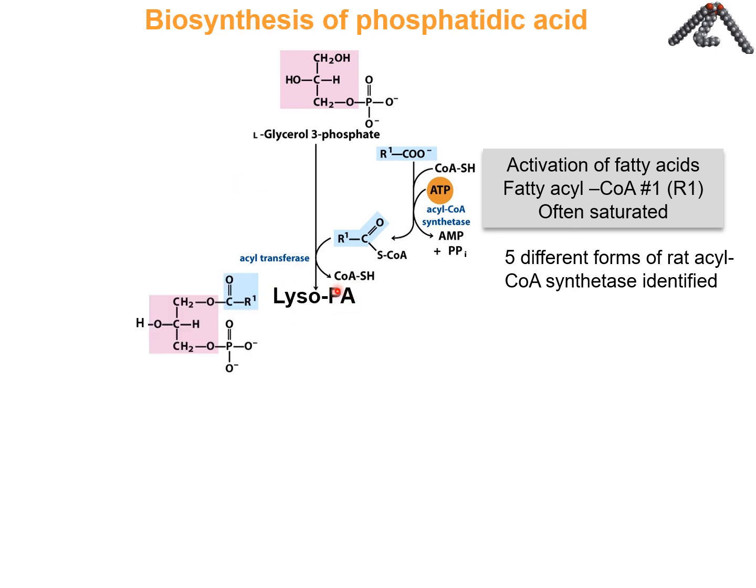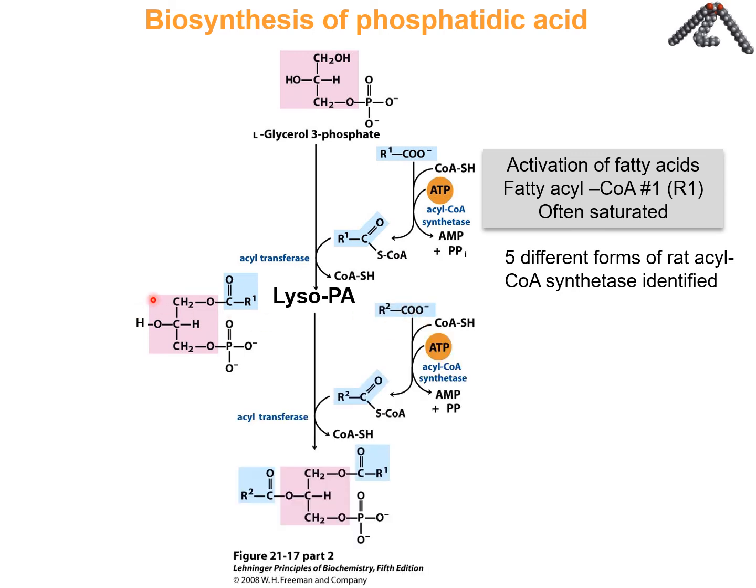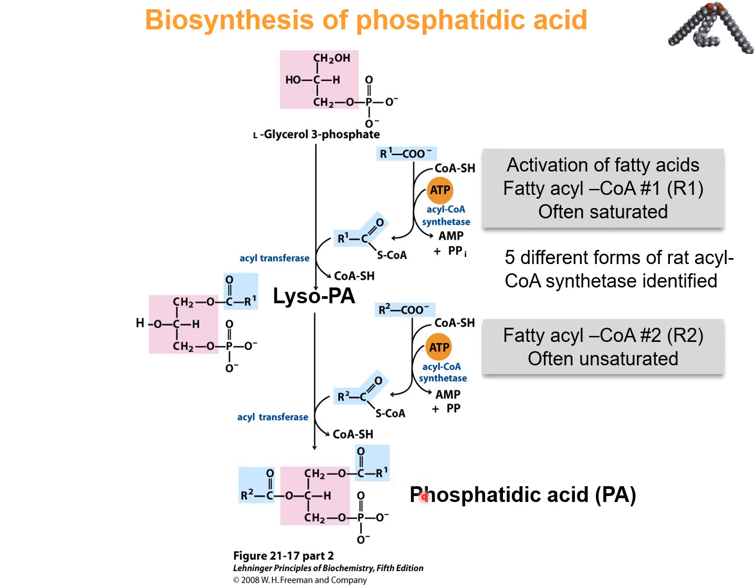This will generate a lysophosphatidic acid. Lyso is a common terminology to indicate that there is only one fatty acid present in the molecule. This lysophosphatidic acid will now receive a second fatty acid, activated in the same way. Often this is an unsaturated fatty acid, and again there are different forms of acyl-CoA synthetases and acyl transferases using this as a substrate. So now we have a molecule with 2 fatty acids and 1 phosphate on carbon 3, and this is called a phosphatidic acid. It is a glycerophospholipid, and this is the simplest of the glycerophospholipids.